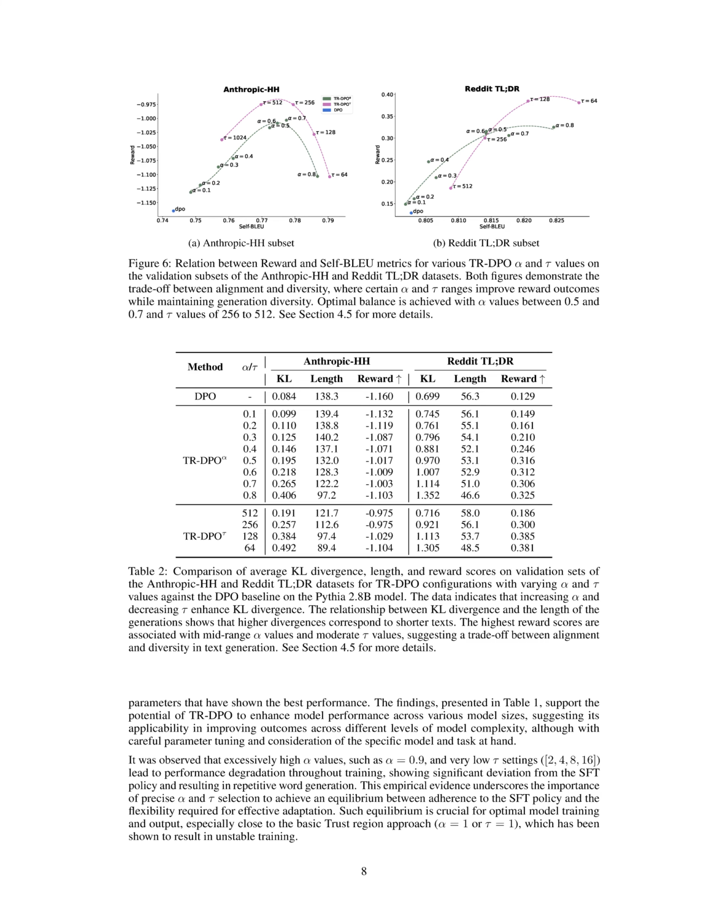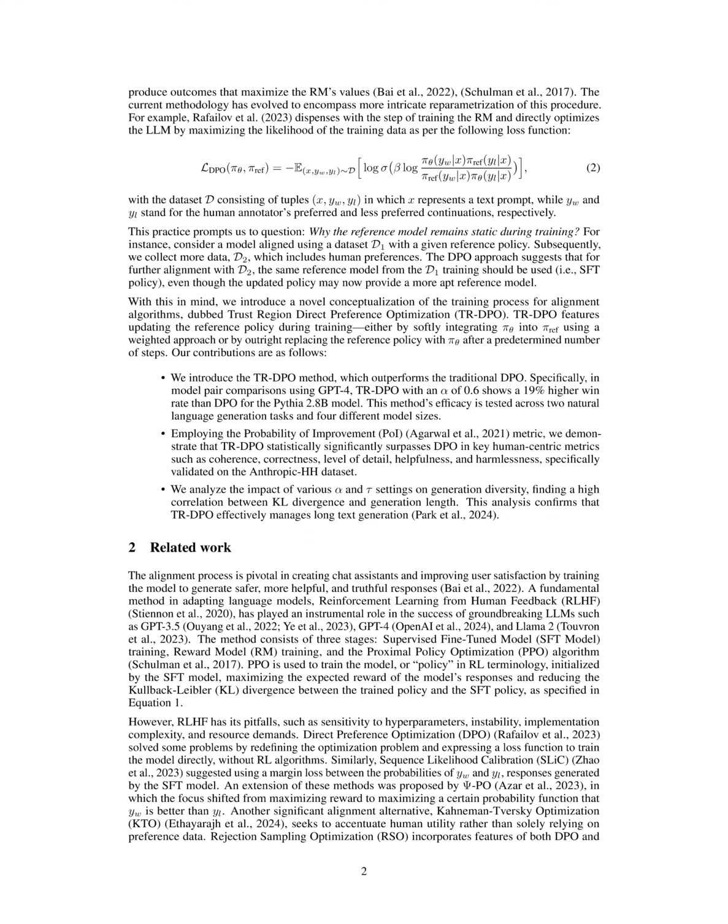The efficacy of TR-DPO was tested and validated across different natural language generation tasks and model sizes by introducing the TR-DPO method and comparing it to the traditional DPO approach. Specifically, in model pair comparisons using GPT-4, TR-DPO with an alpha of 0.6 showed a 19% higher win rate than DPO for the Pythia 2.8b model.